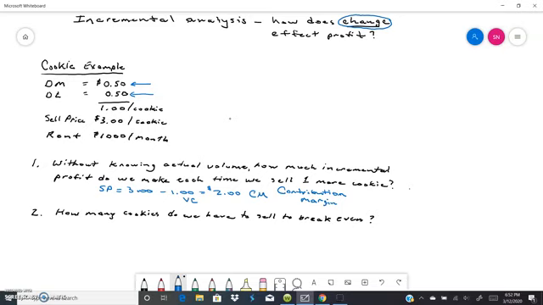Now you might think, well, what about the rent? Is the rent going to change if we sell one more cookie? No, the rent is going to stay at $1,000 a month, so that additional cookie is going to give us an additional $2 of profit. Our rent is not going to change based upon volume. The rent is going to be fixed. It's going to be a fixed cost.